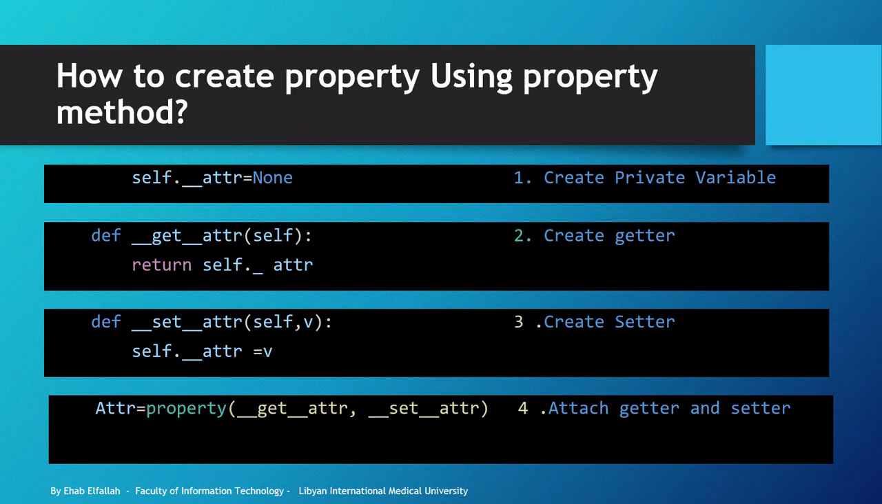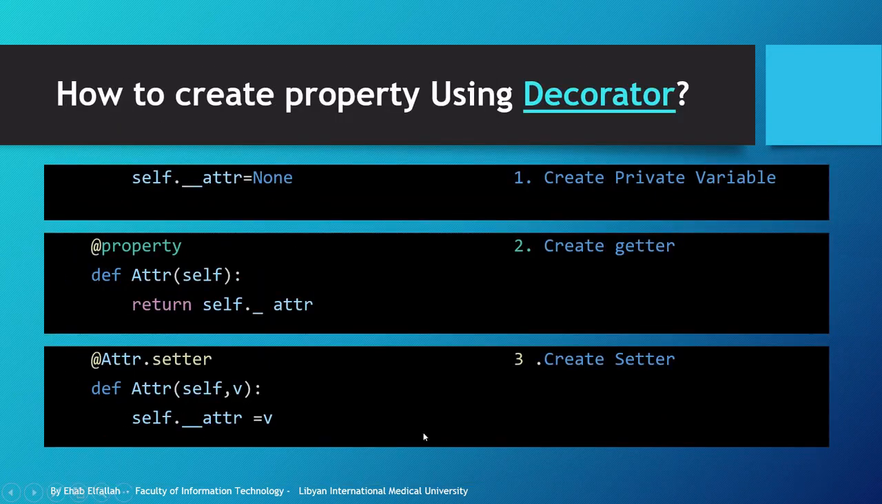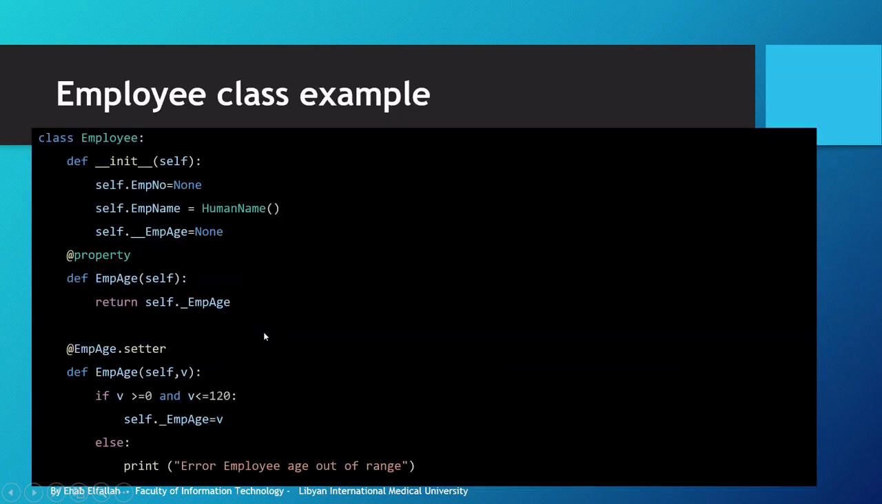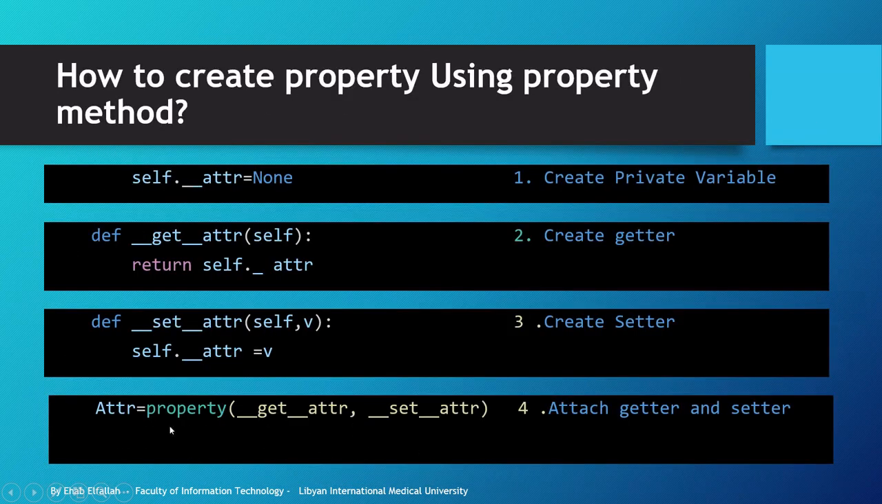So maybe you see it in the books or online, you see someone solving some problems using this mechanism, so you know that there are two mechanisms: one using the decorator, add decorator, and the other using a method and attaching this method to that attribute.